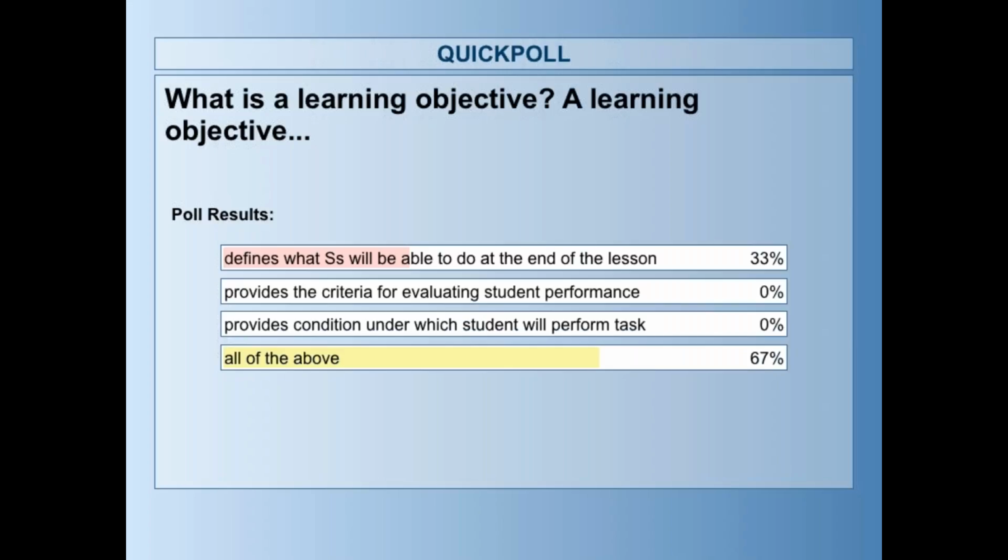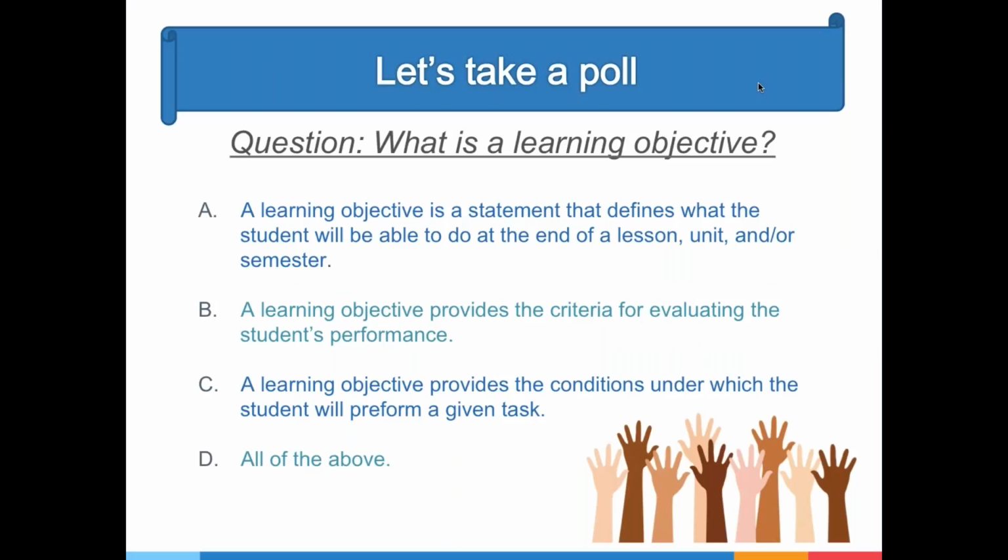Rosie, can you see the results? Yes, I can see the results. So okay. The 2 results that I see that are very good is that they're able to define what students are able to do at the end of a lesson or a term or at the end of a year, or all of the above. So if you chose all of the above, you are correct.